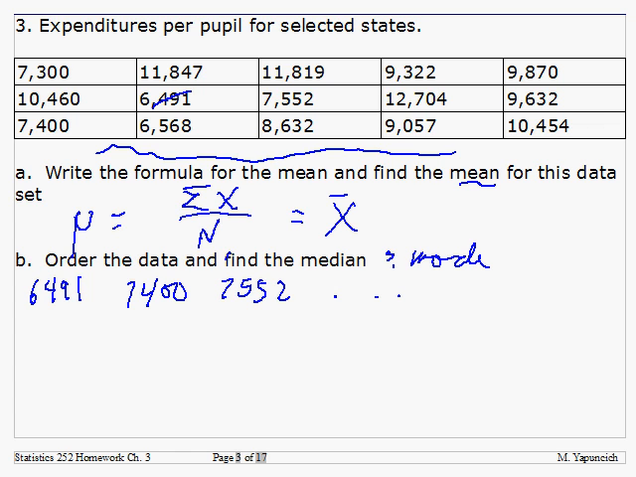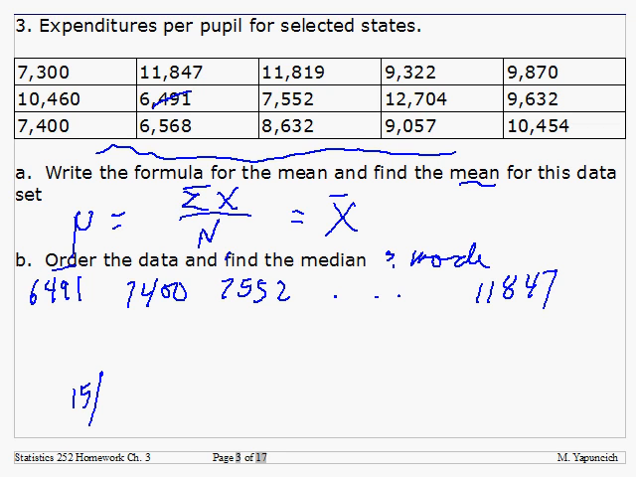Right, and the top one looks like, I write these myself, you think I could remember what they were. Okay, 11,847. So you've got all of them lined up. That's what you have to do. You have to order the data from least to greatest, or you could do it the other way, it doesn't matter. Now you have 15, so you go right in the middle.